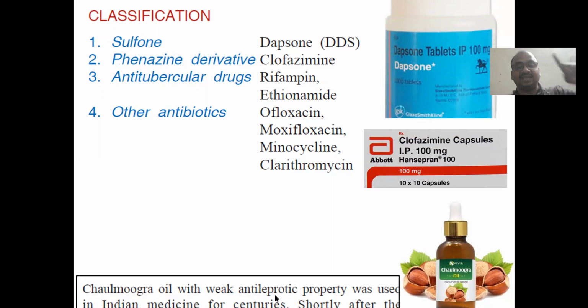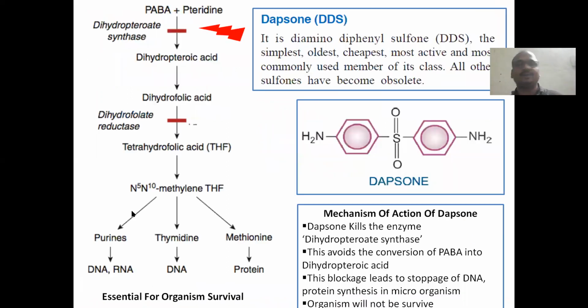It is having a weak anti-leprotic property. Sulmogra oil. We will see only 2 drugs, not the entire drugs. Dapsone and Clofazimine. Dapsone, DDS, is a sulfonamide. It is a diamino.